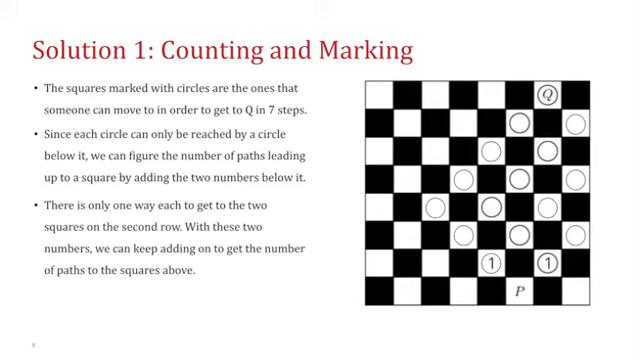There's only one way each to get to the 2 squares on the second row. With these 2 numbers, we can keep adding on to get the number of paths on the squares above, like so. Thus, the final answer is 19 plus 9, which is 28 paths.